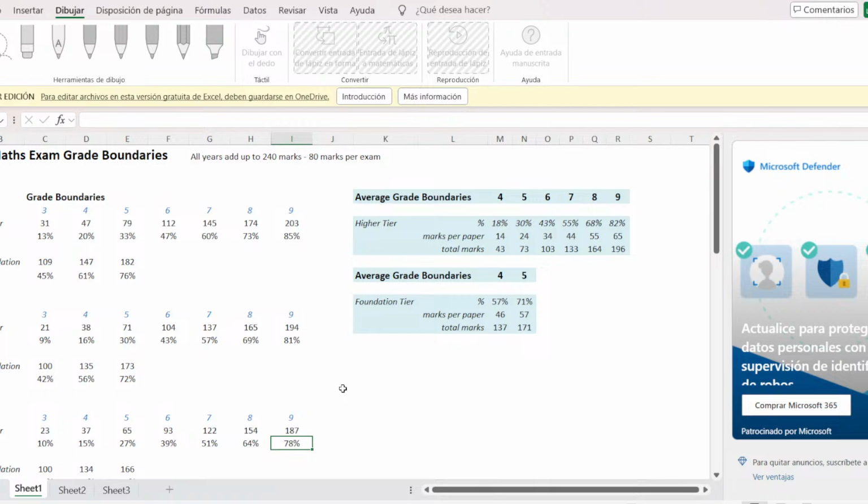Is it blurry? It doesn't look blurry when I'm looking at it. Maybe it's not loading very well. Oh, they want to get you to get a 9. Yeah. Okay.